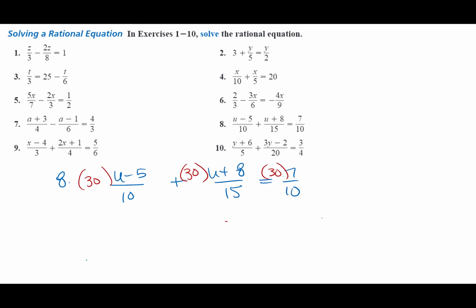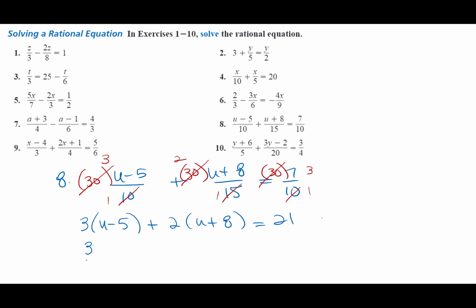Before you multiply 30 to that binomial, I want you to first simplify the 30 with the denominators. So 30 and 10 simplify to 3 and 1. 30 and 15 simplify to 2 and 1. And 30 and 10 simplify to 3 and 1. Now that the denominators are all 1, you don't even need to have a denominator. And so now the problem looks like 3 times (u minus 5) plus 2 times (u plus 8) equals 21.